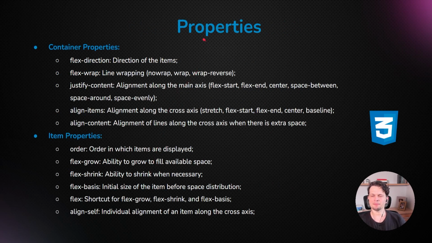And about the properties, we have two types of properties: the container properties and the item properties. With the container, we can change all the items, all the child behavior, by just adding rules to the parent element, okay? But if we need some specific change or we need to move a specific item, we are going to use the item properties.